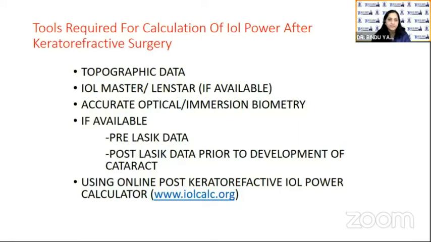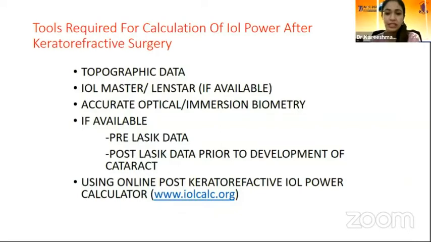Yes. Okay. So the tools required for calculation of the IOL power of any post-keratorefractive surgery would first of all be topographic data, like Dr. Bindu has already highlighted. An IOL Master or a Lenstar, basically optical biometry, would always be preferred if available, especially in metro cities where now they are even available on rent. Even if you don't own one, you can always call for it. Otherwise, you should have a constant, accurate immersion biometry, ideally, otherwise optical biometry.